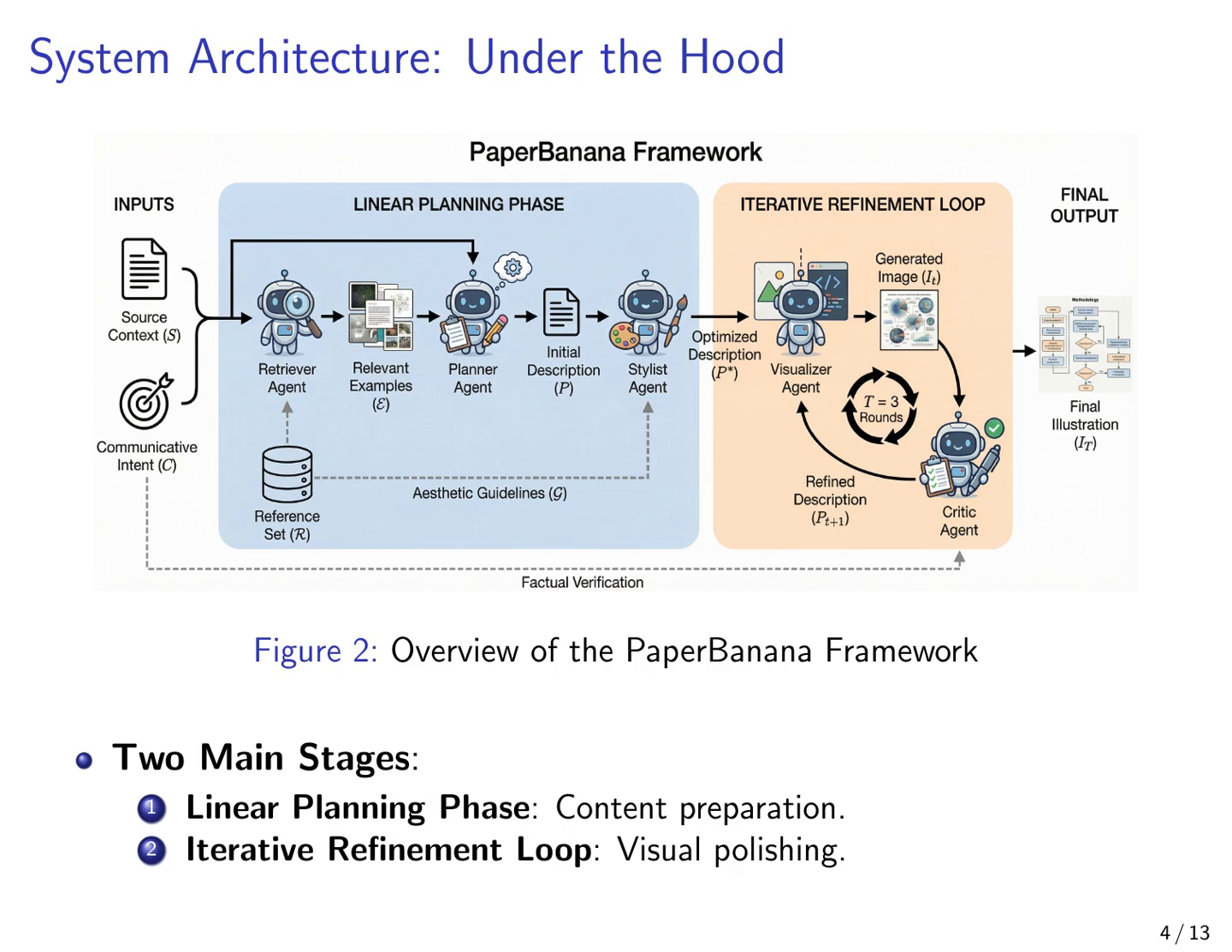Okay, so let's pop the hood and see how this thing actually works. The real magic here is in this multi-agent architecture. It's not just one big monolithic model trying to do everything. Instead, it's a team of specialists, and each one has a very specific job to do. And as you can see from their system diagram, the whole framework is basically split into two big stages. It all starts with what they call a linear planning phase, that's over on the left. This is where all the initial content gets prepped. That's followed by an iterative refinement loop on the right, where the illustration gets progressively polished up. Let's break down each one.